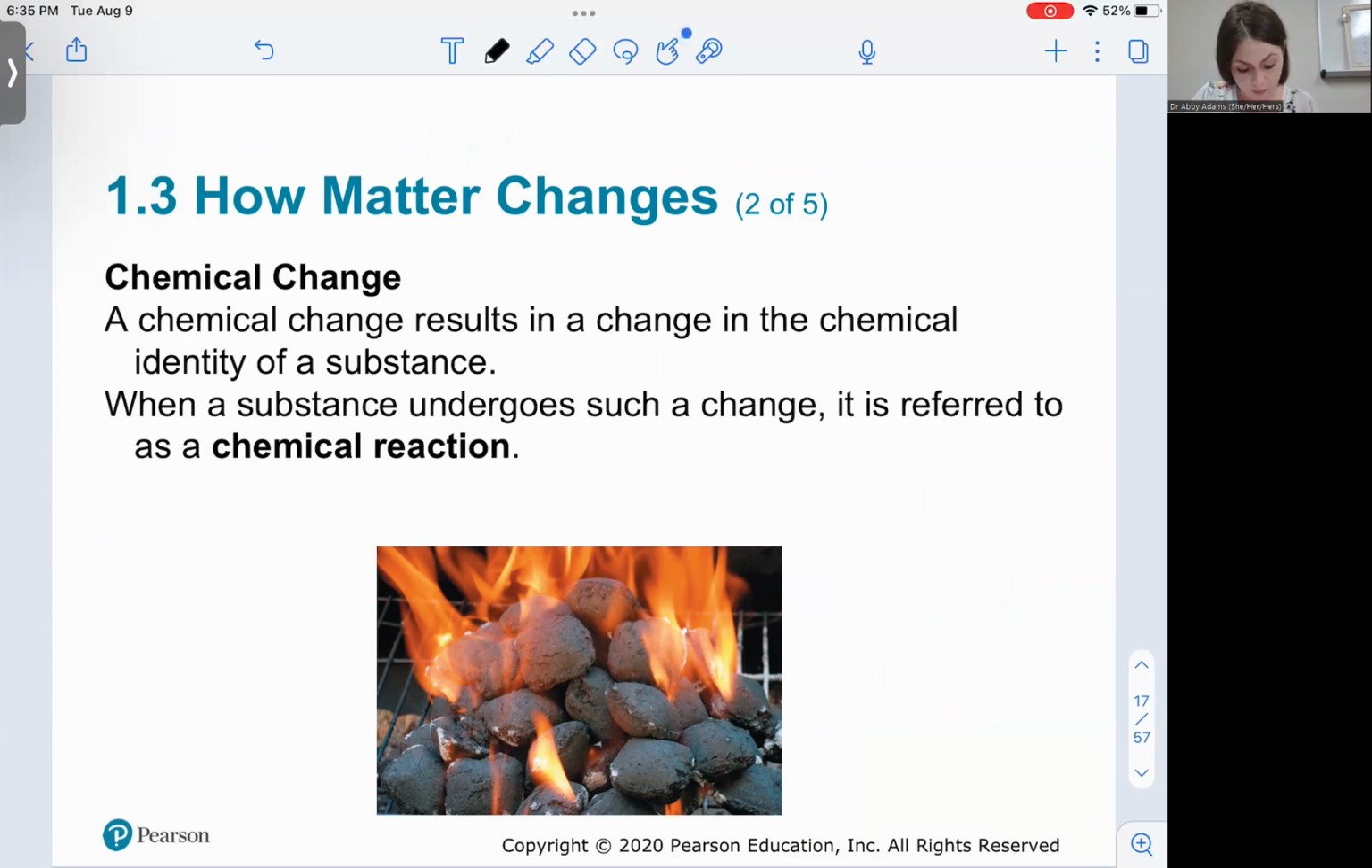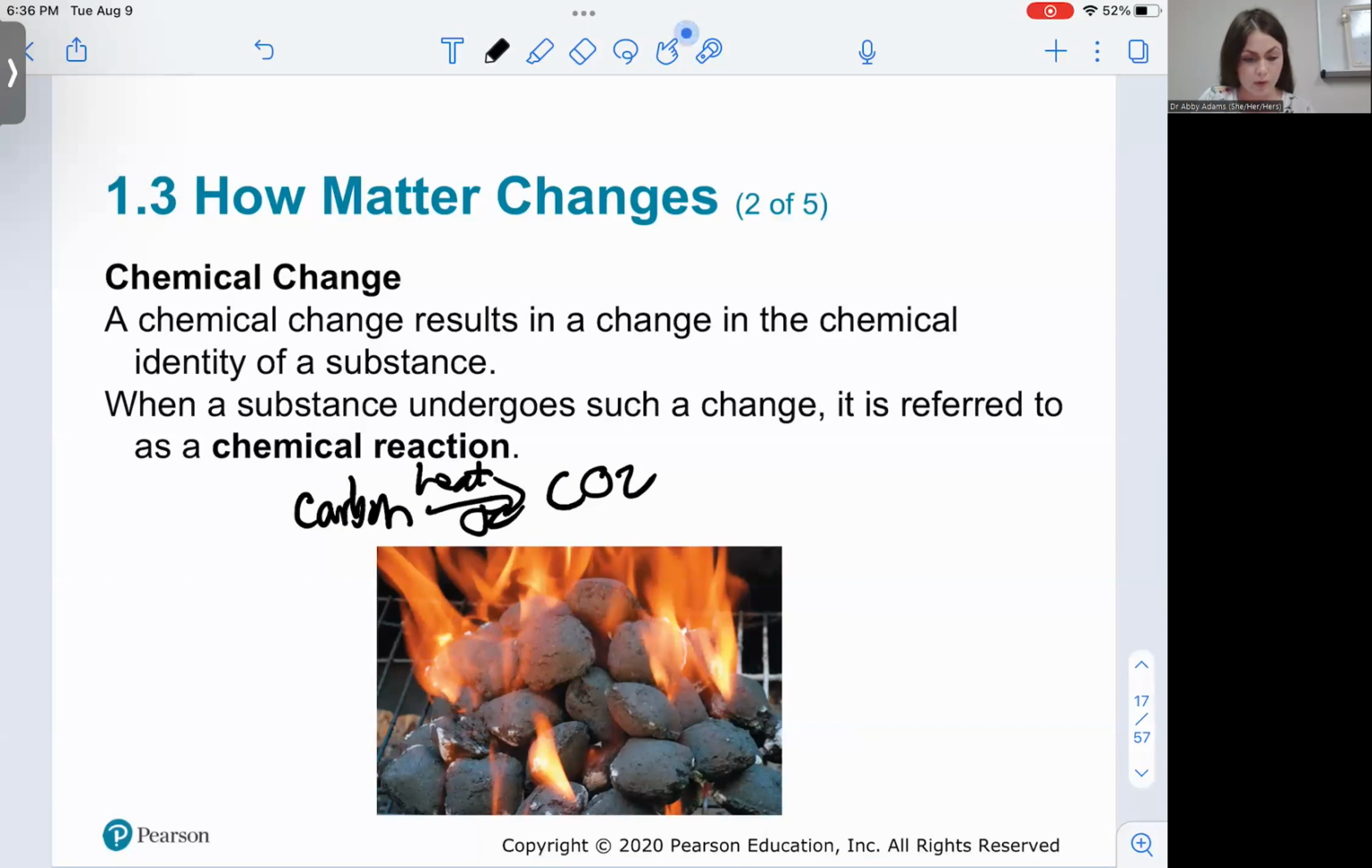So in this example, you see this picture of this coal here. So if you have some carbon, you have this coal, you're going to barbecue and it burns with oxygen, you're going to produce carbon dioxide, right? That's a chemical reaction, right? You started with carbon and oxygen and now you have carbon dioxide. Okay, that's a chemical change. It's different, right? And that's a chemical reaction.